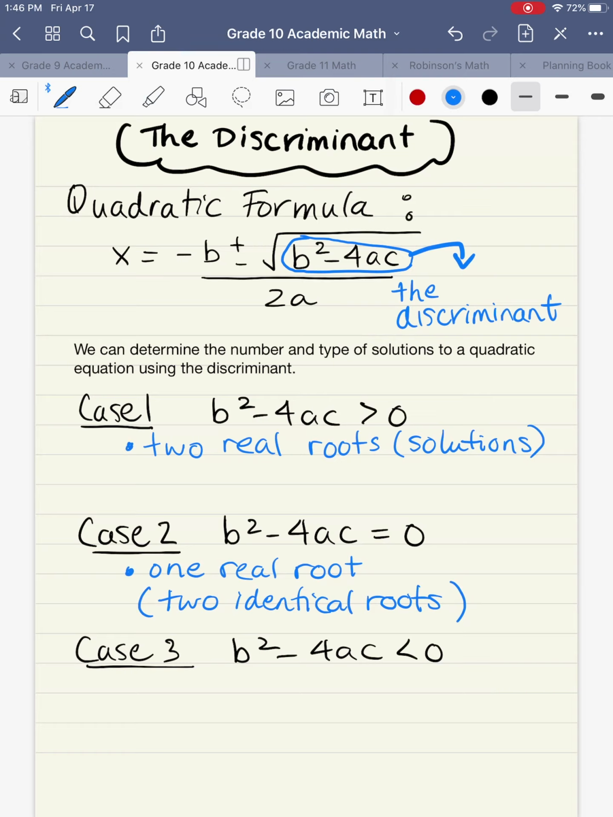For case 3, we have b squared minus 4ac less than 0. In this case, we have no real roots. Some people refer to this as having imaginary solutions, and in this case you would get 2 imaginary solutions, or roots. If you haven't learned about imaginary numbers, then don't worry about that. So let's get on with some examples.